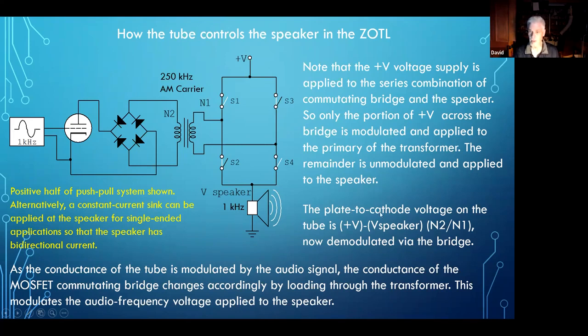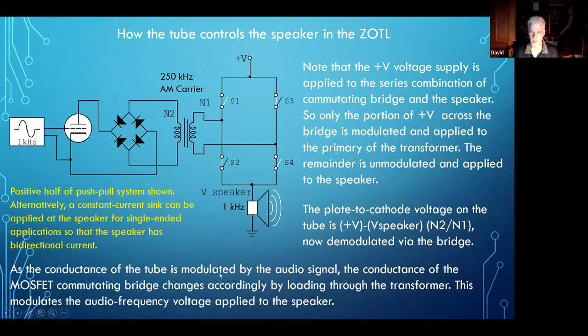So the plate to cathode voltage on the tube is described by this. It's the V plus minus the voltage on the speaker, and that's what you're going to modulate, times the turns ratio of the transformer, which is now going to be demodulated by the bridge. So that's going to be your plate to cathode voltage on the tube.